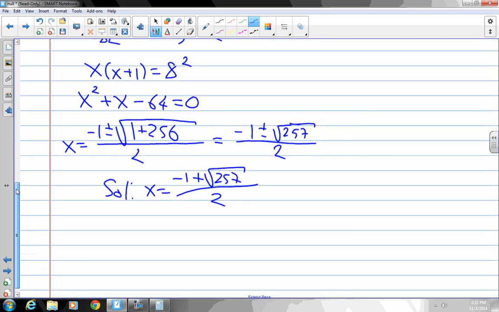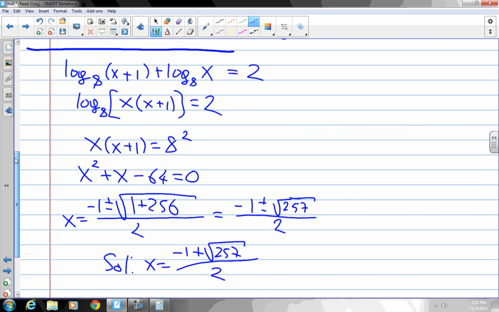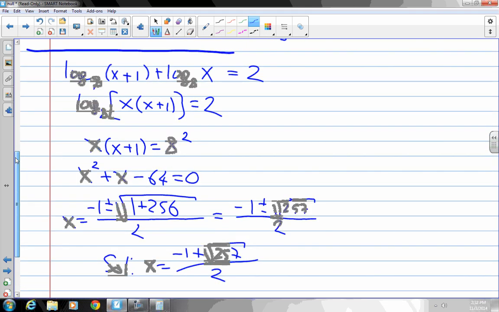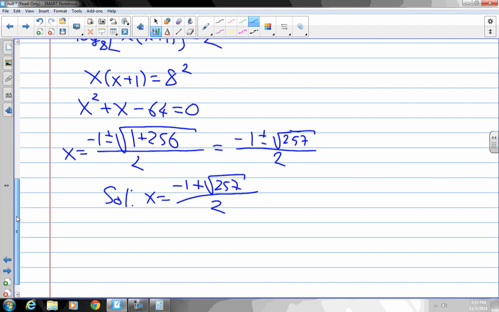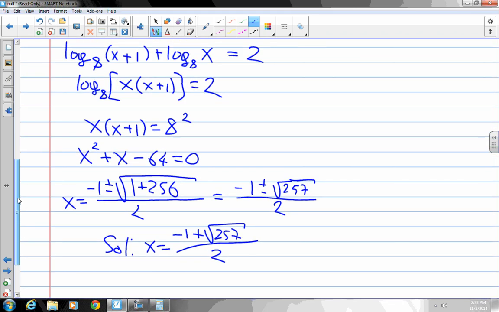And the reason why I took the positive one, I didn't really check, but as long as it's in the domain, it will work. Unless you made other errors. You cannot have an extraneous solution that's in the domain. Unlike with the square root ones, you can have an extraneous solution that is in the domain. Is that okay? We had two logs, and we turned them into one.